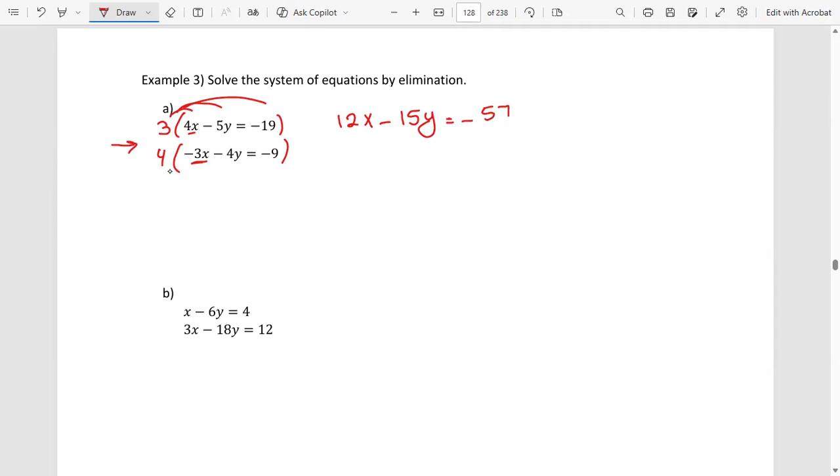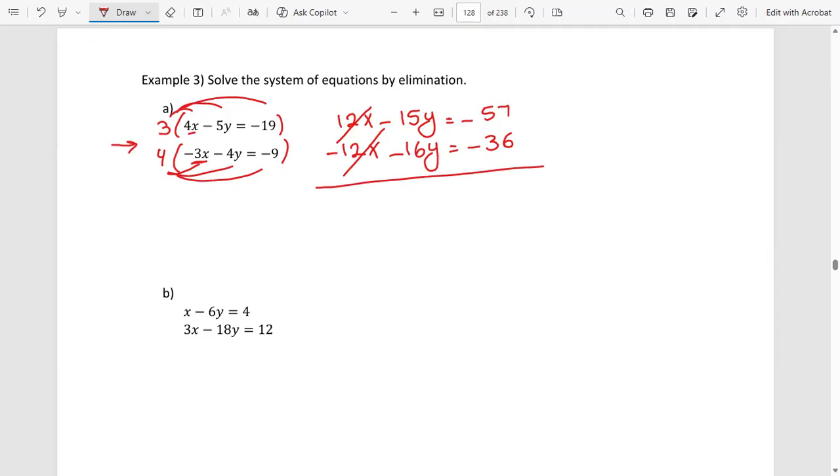For the second equation, multiply everything by 4. 4 times negative 3x is negative 12x. 4 times negative 4y is negative 16y. And 4 times negative 9 is negative 36. Now, if you look at these two equations, you see that the x terms are exactly the same: 12x and negative 12x. If you add these two, they completely cancel each other.